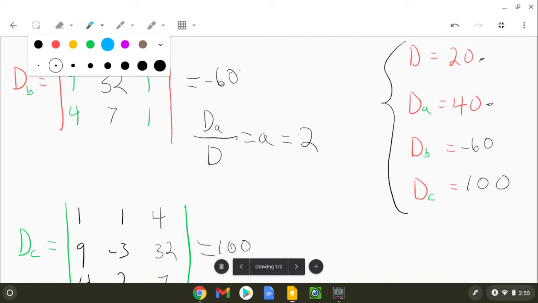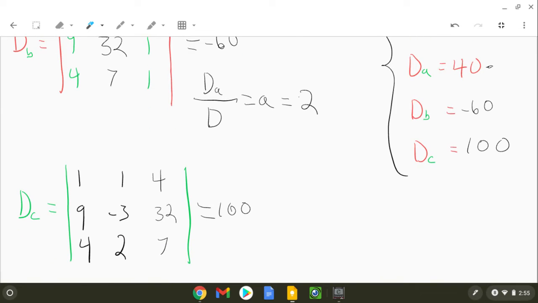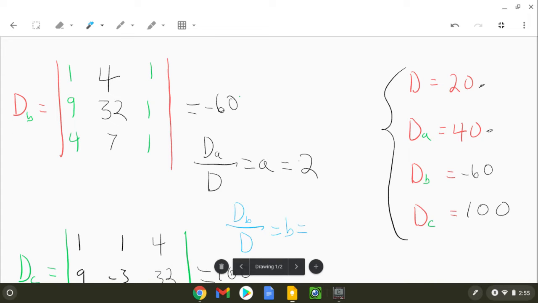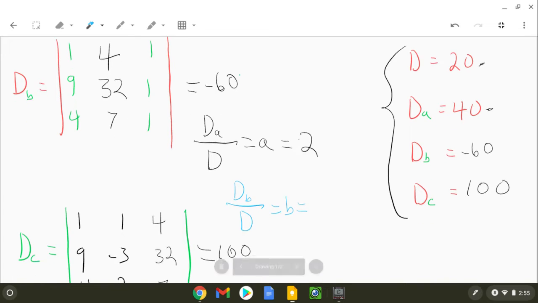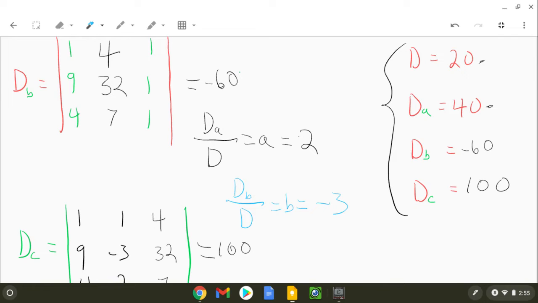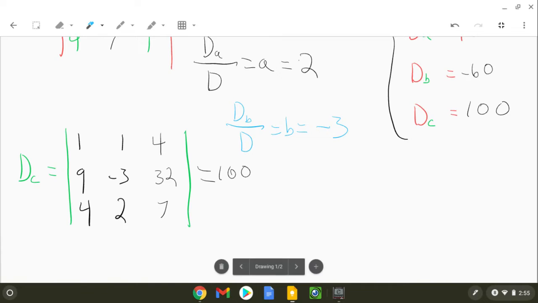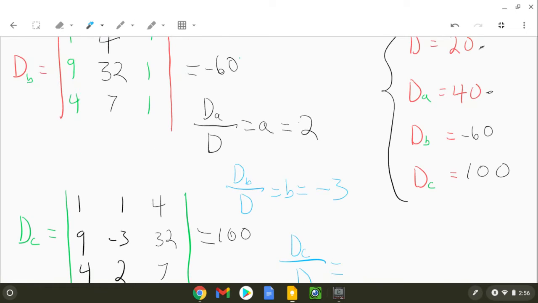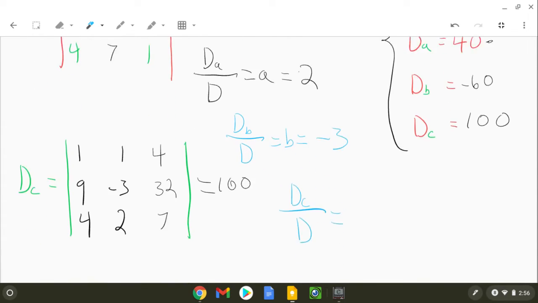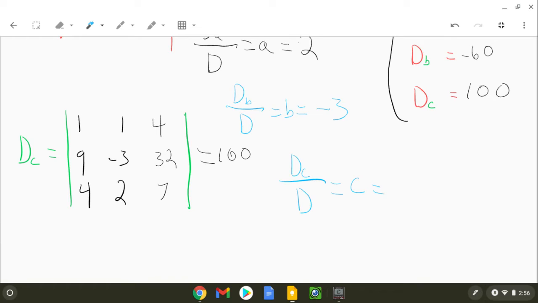Let me change this to another color here. And then for d sub b, so d sub b divided by d, and that's going to answer for y, or b in this case. That's negative 60 divided by 20, which is negative 3. And then that last one is d sub c divided by d, which is 100 divided by 20. And that comes out to be positive 5.